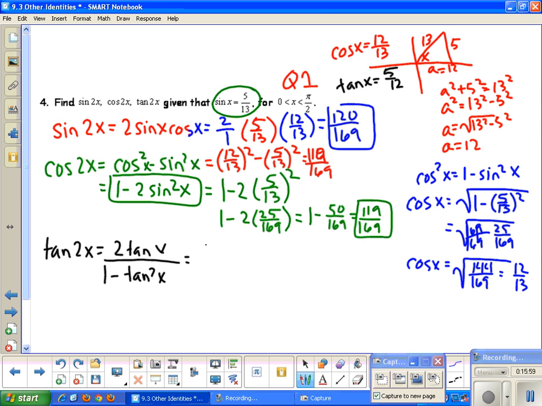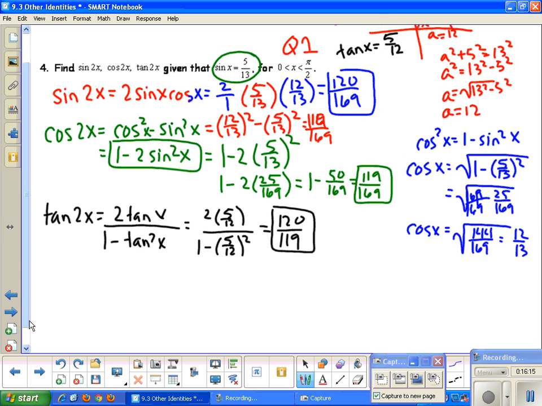So I have 2 times 5 over 12 divided by 1 minus 5 over 12 squared, and then I could use my calculator to simplify this, and I would get 120 over 119, so that would be my tangent.